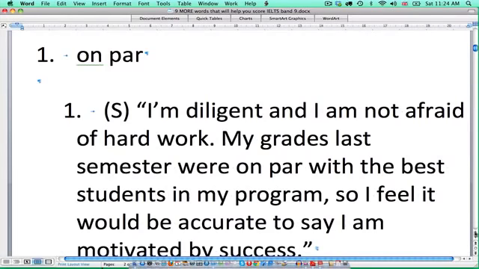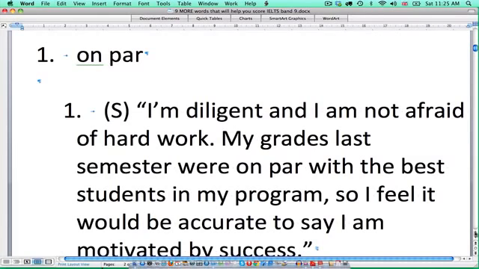And on par is a phrase in English that is typically used to mean something that's similar to something else or even equal to something else. And in your speaking, if the examiner, perhaps in part 1, were to ask you what makes you a competitive student, which is a question that students have reported to me in email, you could use on par something like this. I'm diligent and I am not afraid of hard work.